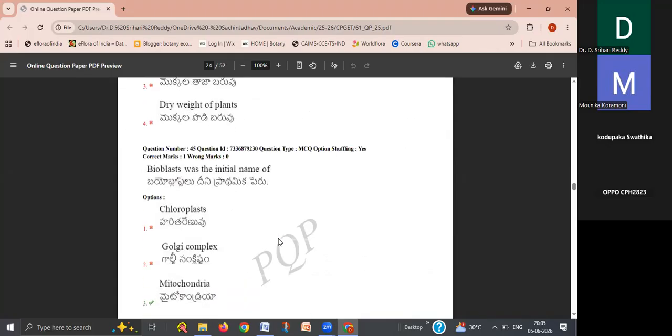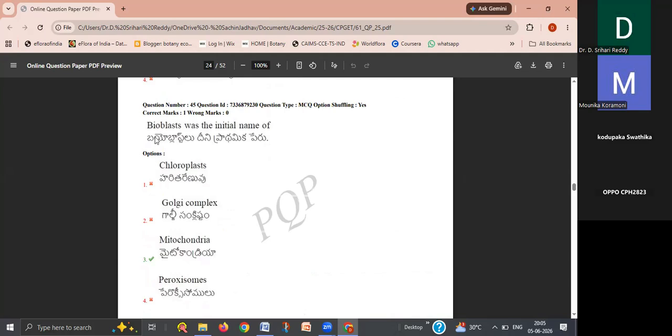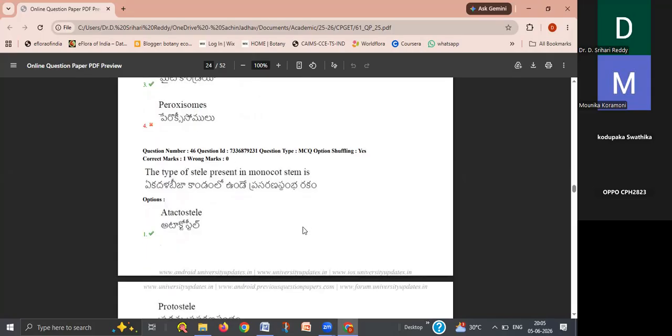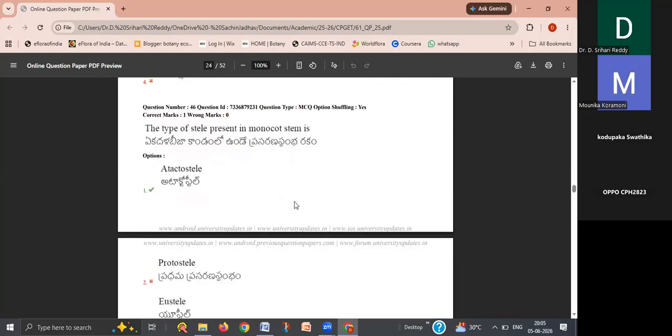Okay, and bioblast, it is a mistake. It is not bioblast, it is bioplast. Bioplast was the initial name of mitochondria. Who named it as bioplast? Initially Altman. Later it was renamed as mitochondria by Benda. So you should know the scientist names who discovered mitochondria. Who named it as bioplast? Altman. Who renamed it as mitochondria? Benda.